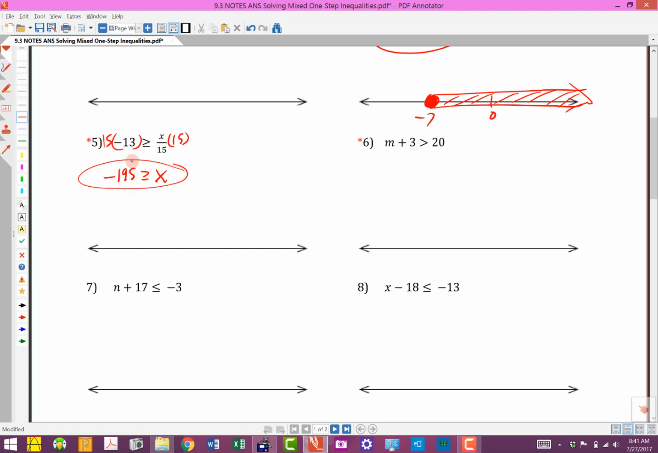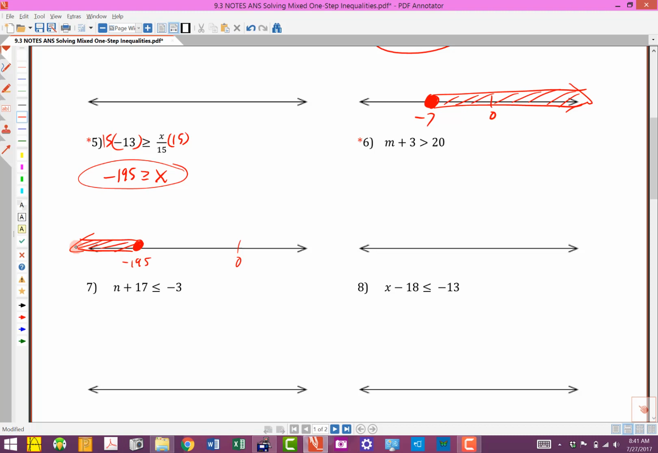So I'm going to go ahead and, let's see, 0 for a reference point, negative 195 over here. Circle it. I am going to fill it in. The answers, again reading from the variable, are less than or equal to negative 195. The answers are less than or equal to negative 195. So the answers have got to be on this side.